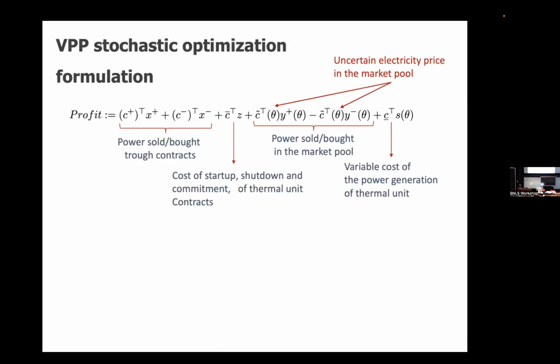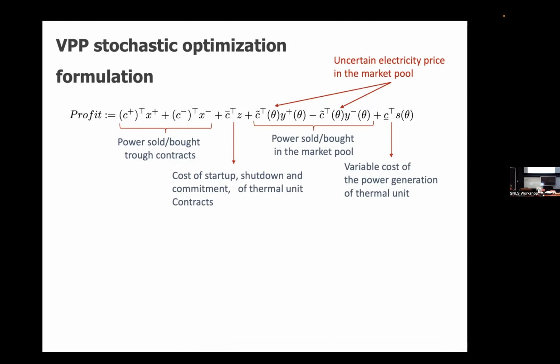In this problem, the profit is a random variable, and we have these X that are first stage decisions related to the power or the energy that we are going to buy and sell through contracts. We have the cost of startup, shutdown, and commitment of the thermal units.